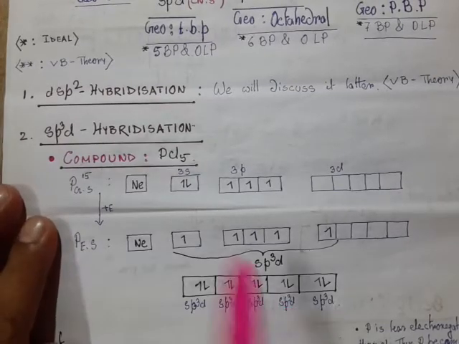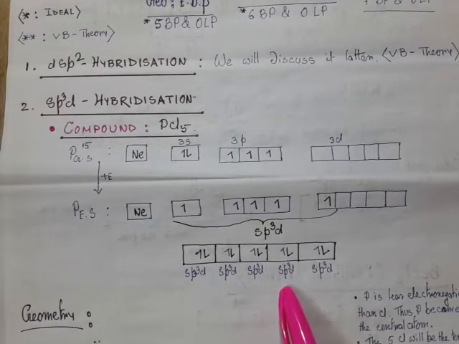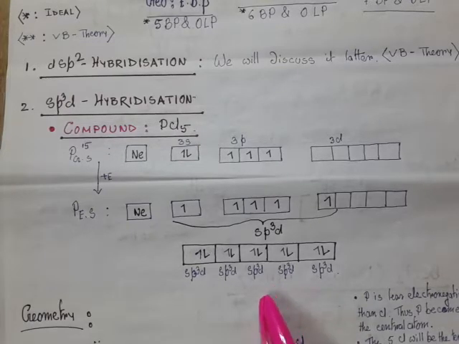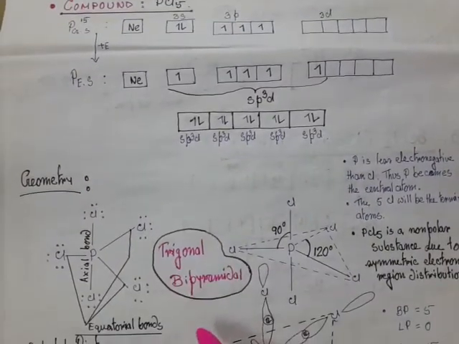As I told earlier, this will be the new orbital where the characteristics of this orbital are neither similar to s, p or d orbital. It's a new orbital having new characteristics. Now let us see the geometry. Regarding geometry, the geometry is trigonal bipyramidal.